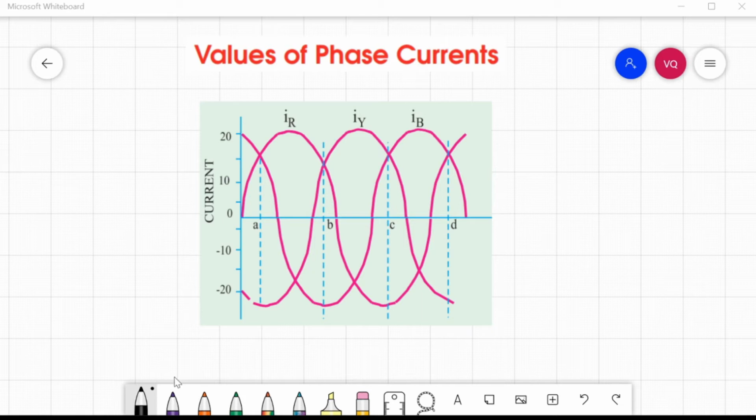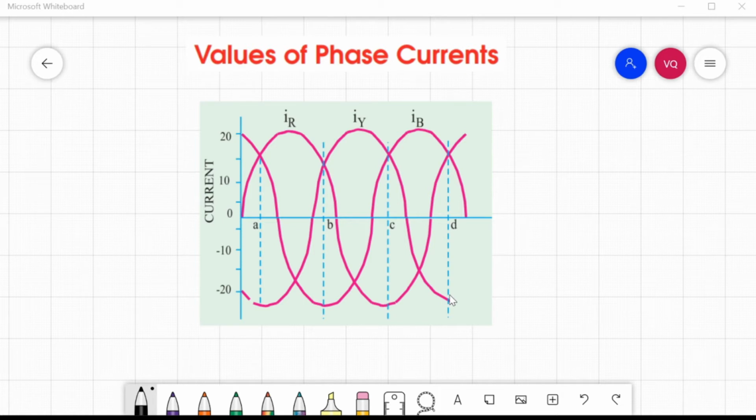Next one is the values of phase currents. When considering the distribution of current in a three-phase system, it is extremely important to bear in mind that, number 1, the arrow placed alongside the currents RYB flowing in three phases indicates the direction of currents when they are assumed to be positive and not the directions at a particular instant. It should be clearly understood that at no instant will all the three currents flow in the same direction, either towards or inwards.